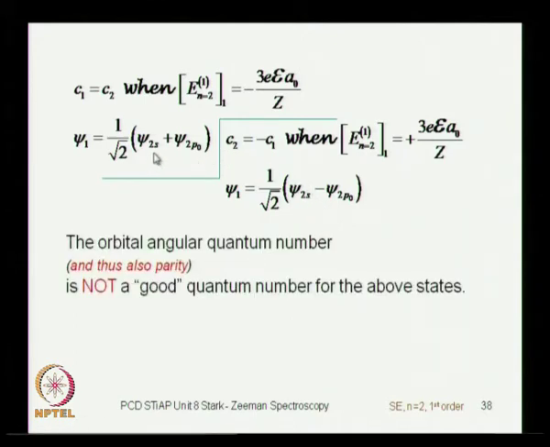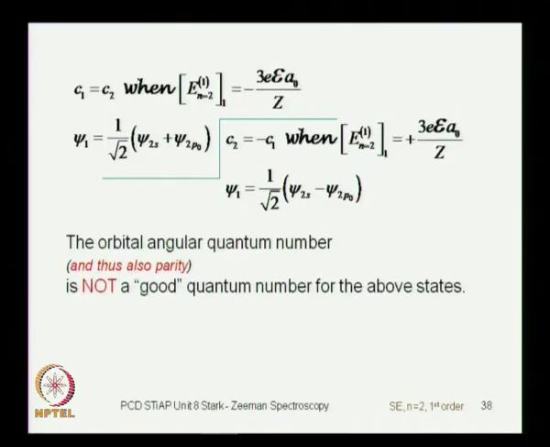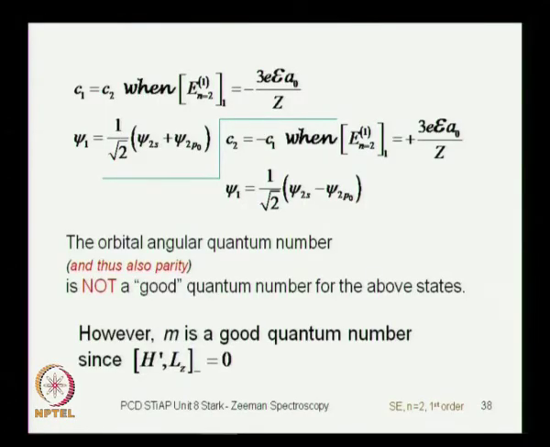Notice that this is a superposition of L equal to 0 and L equal to 1. So obviously L is not a good quantum number, and therefore the parity is also not a good quantum number, because it is a mix of 2s and 2p, and this has some very interesting consequences. So L is not a good quantum number, but M is a good quantum number because the perturbation Hamiltonian commutes with Lz; it has the azimuthal symmetry about the z axis. So M will be a good quantum number, but not L.